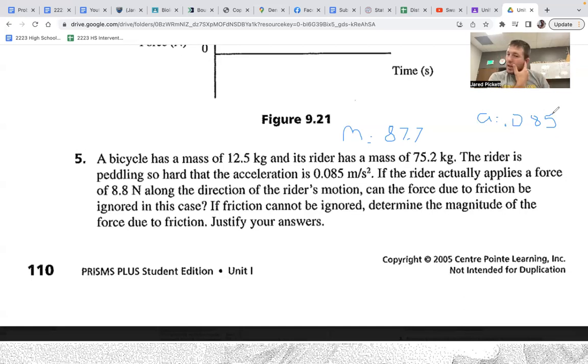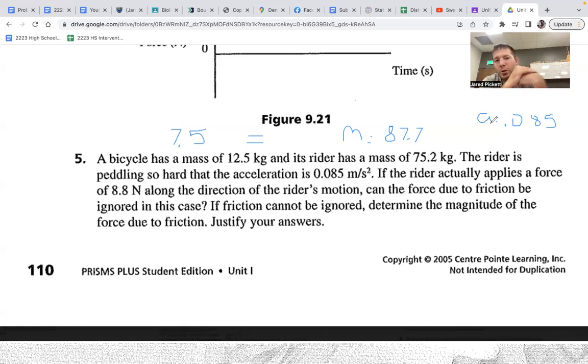I'm going to get a value of what appears to be a force of roughly 7.5 newtons, because Newton's second law is force is equal to mass times acceleration. So that's the force, or my net force, that I get out. Now, the rider applied 8.8 newtons of force, right? So what is my force due to friction?